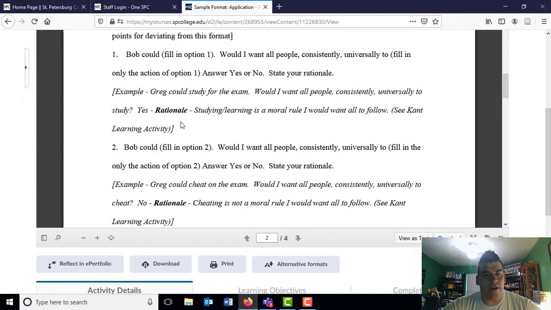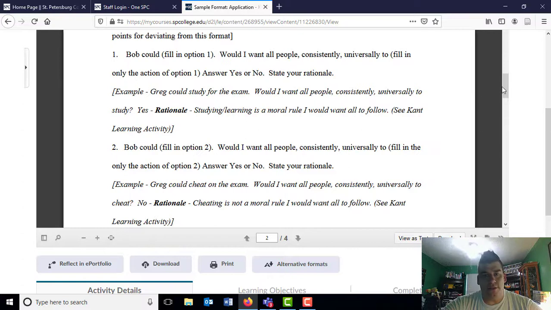So in this example here, Greg could study for the exam. Would I want all people consistently, universally to study? Yes. And then put rationale and bold it just like this. Studying, learning is a moral rule I would want all to follow. Makes sense? So pretty straightforward. The action there is studying, and we're saying that studying is a universal rule we would want all to follow.